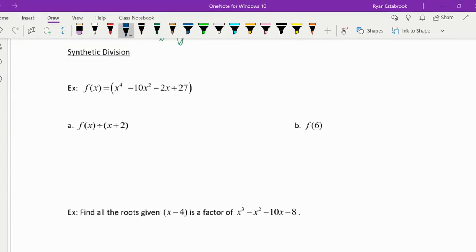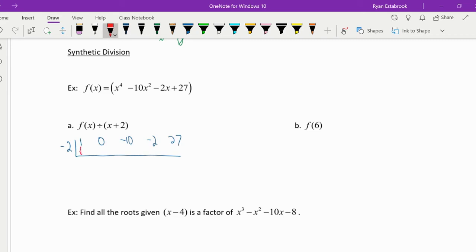Instead of doing polynomial long division, sometimes synthetic division is a preferred way of simplifying. So let's go over this. If we take f of x divided by x plus 2, that means we're going to put negative 2 on the outside. x plus 2 is equivalent to a root of x equals negative 2. And then we're going to take all these coefficients. So there's 1x to the 4th. There's a blank here, which means there's 0x cubed, negative 10x squared, minus 2x plus 27.